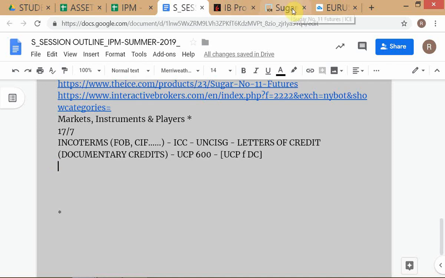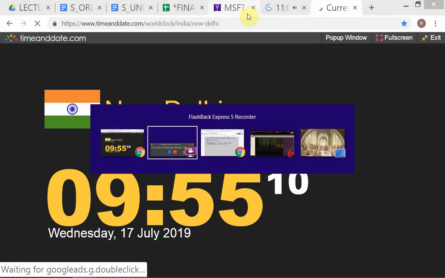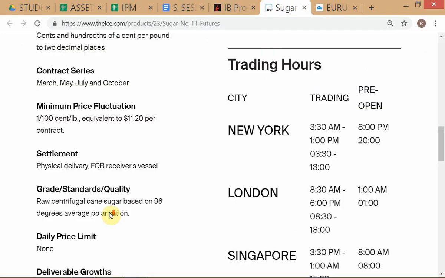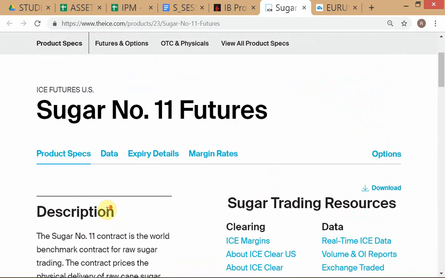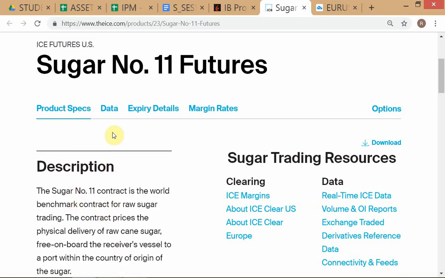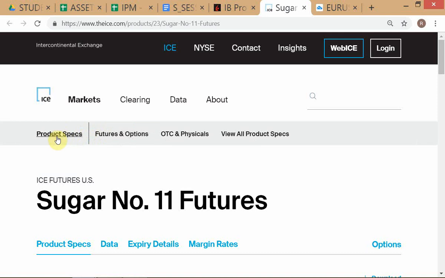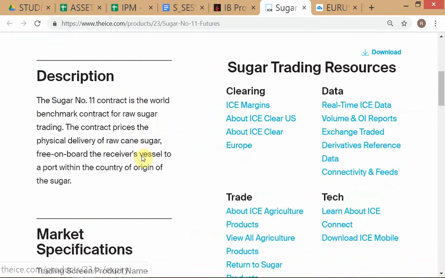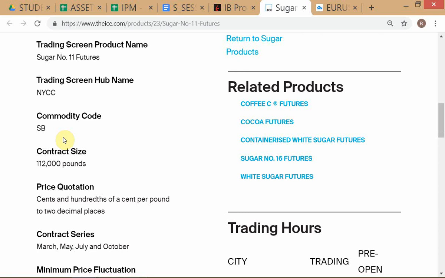So the first point, essentially, is how did I know that SB was the ticker for sugar? Okay, I go around the exchanges. First I try on CME. I don't find the physically deliverable sugar that I'm looking for. Then I find the World Sugar Contract. It's on the ICE web page. So you will see product specifications. Sometimes these are called contract specifications. So here they write all the details about the contract, okay, the world benchmark, and then this is the name of the product, and here's where you find that code SB.